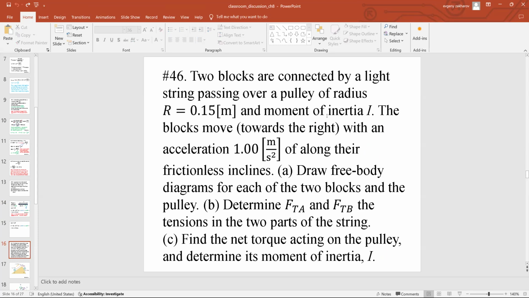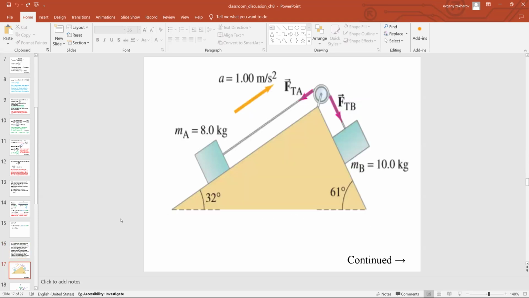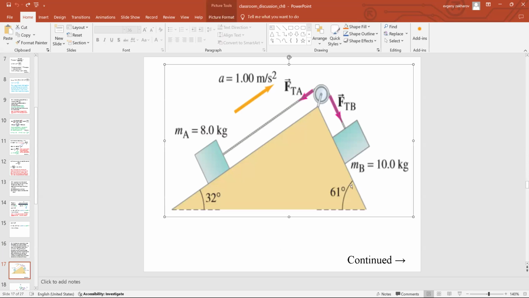Two blocks connected by a light string passing over a pulley. Blocks move with a certain acceleration along the frictionless inclines. Okay, at least no friction. That's a good thing. Free body diagrams, determine the forces of tension and find the net torque on the pulley. So here we are with a setup that we've seen before. This is your inclined plane number 1, inclined plane number 2, and we dealt with those blocks on the inclined plane with frictionless surface, not a big deal.